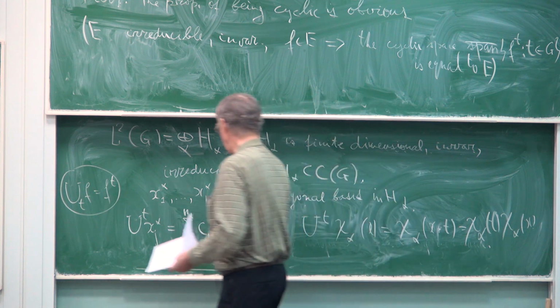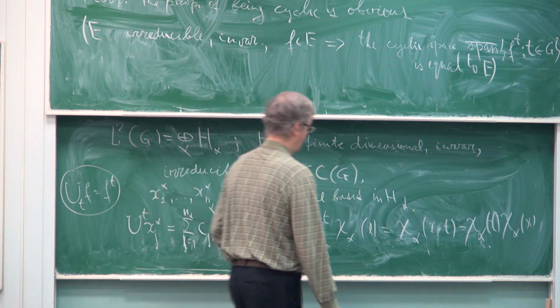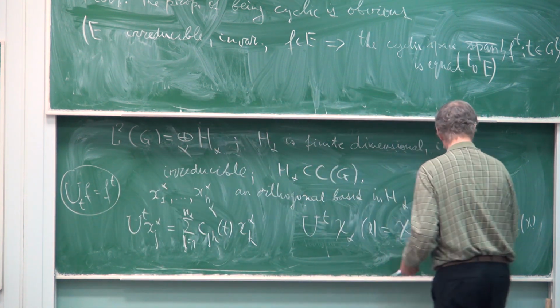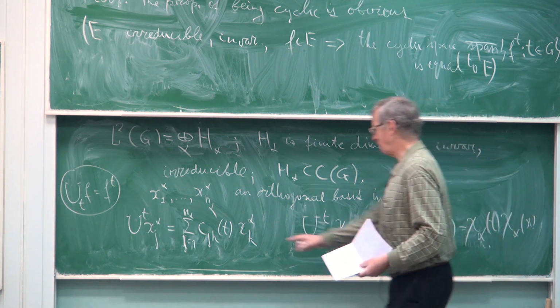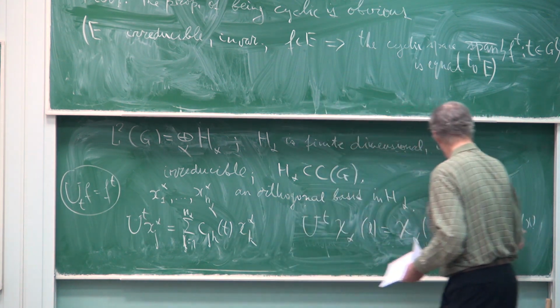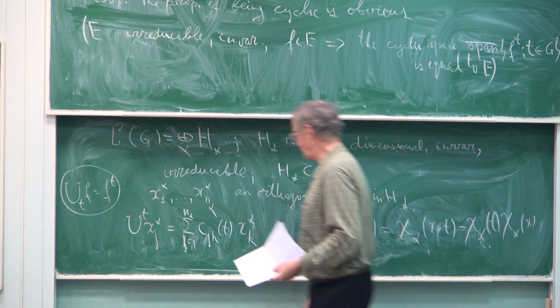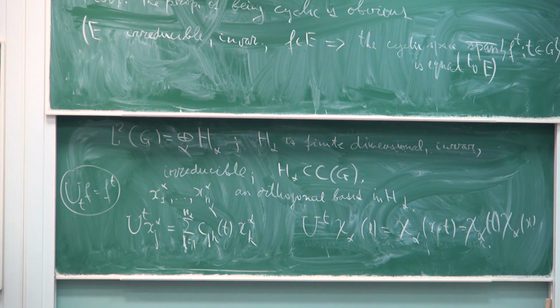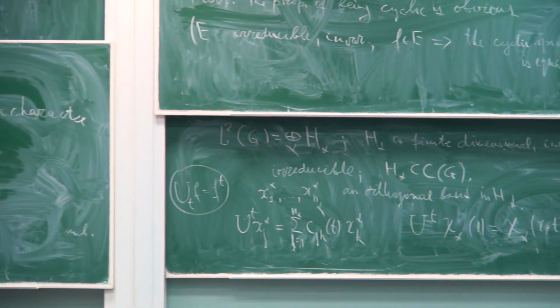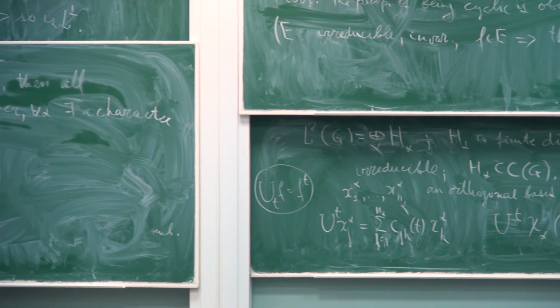So there is only one coefficient here. This coefficient as a function is the same character as we have here. So here everything is trivial and very, very simple. Now why is this so?